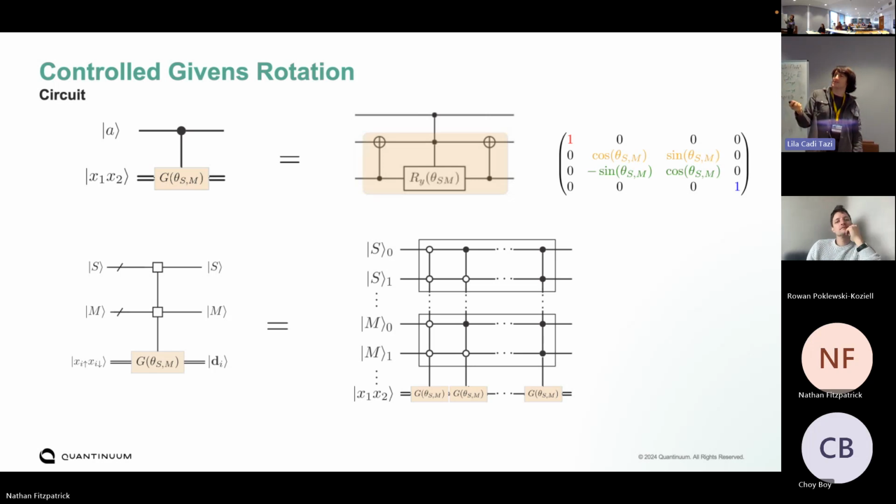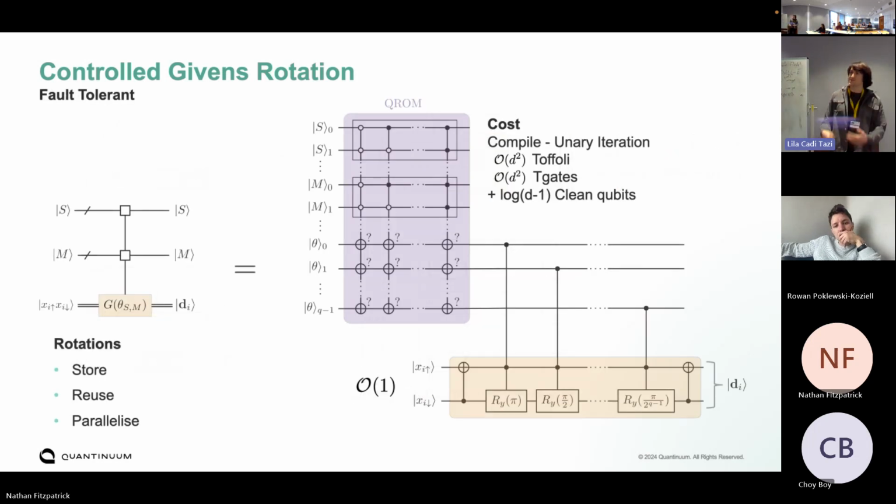Now, naively, what these boxes mean is just a control register of all S values and M values. And then you have a Givens rotation for the various S and M values. Because this is an integer, this is a half integer, each one of these control strings, and this is a half integer. And you have a Givens rotation for each one of those. Now that's like a nasty circuit, but it turns out that you can actually pre-compute and store the rotation via this QROM in a fault tolerant setting. You can do it with this QROM construction.